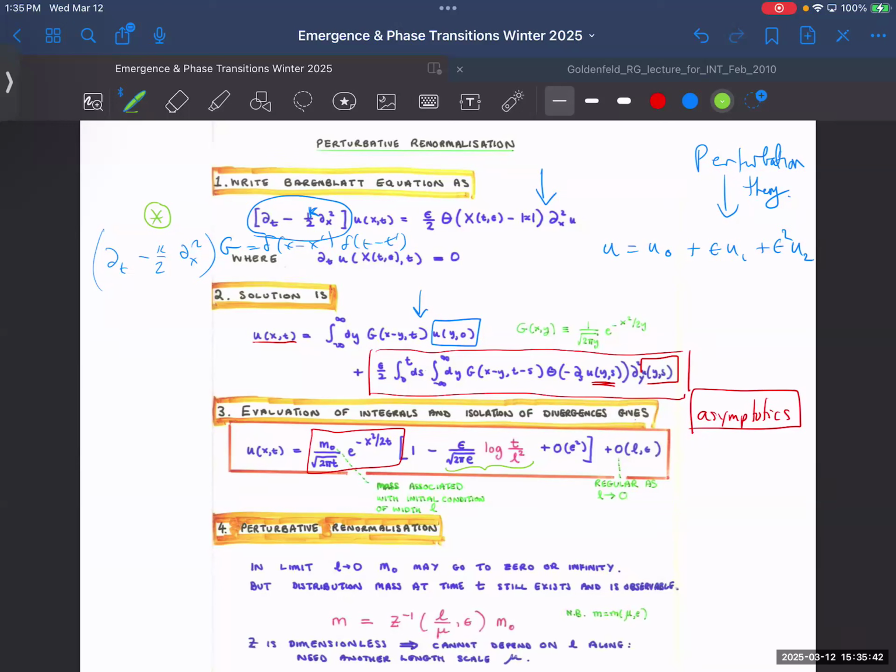And you can see that this term over here, as t over L squared goes to infinity, meaning L goes to 0 or time goes to infinity, has a logarithmic divergence. And the logarithmic divergence is not the whole solution. It's just a logarithmic divergence of a term in the perturbation theory.